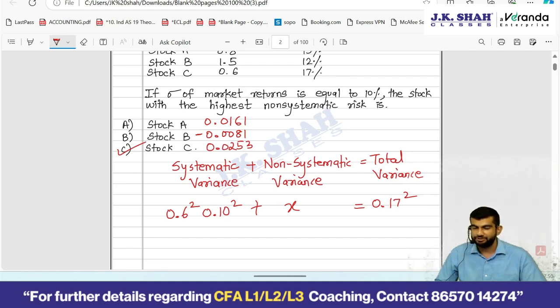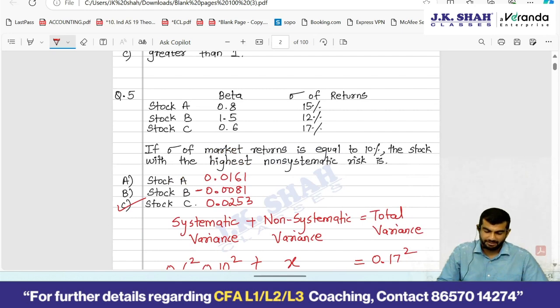Okay, but I'm sure you wouldn't have done it this way. Still you got C as the answer. That was a coincidence because the figures were such. Systematic risk of the stock is always in response to the market movements. That is why I had to multiply the standard deviation of market returns. And since it is variance, I had to square it. Clear? Okay. So, very important.